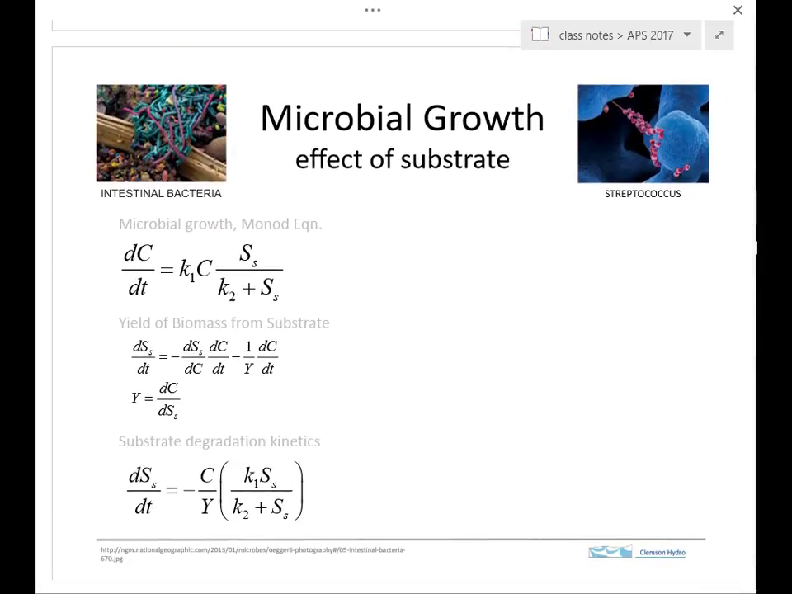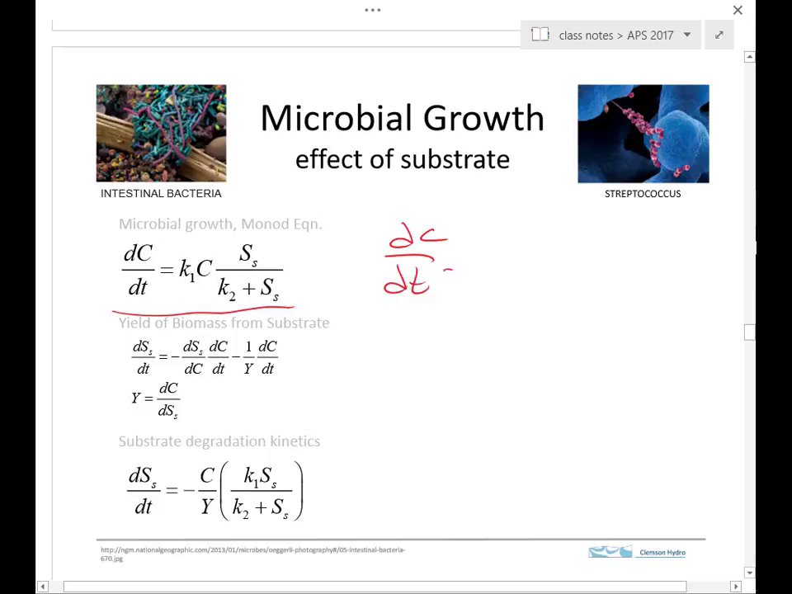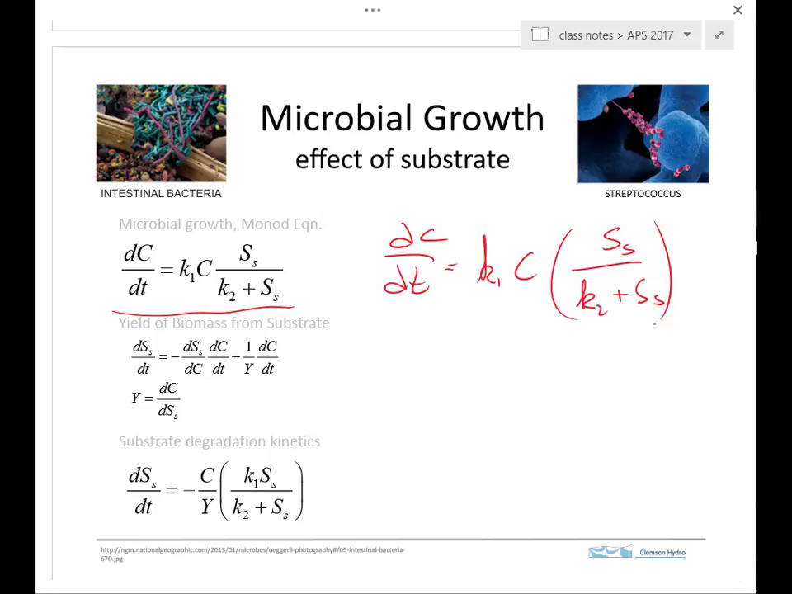The typical approach is to use this equation here. This is the Monod equation. And so we have the rate of change is equal to this guy. So this kind of looks like first order growth. And then we've got this other term here that accounts for the role of the substrate.